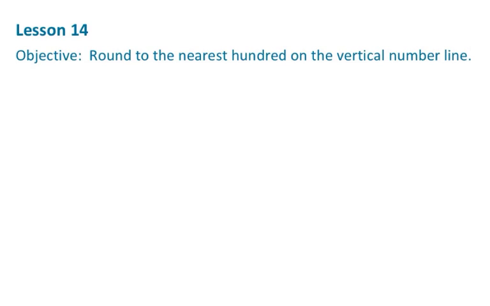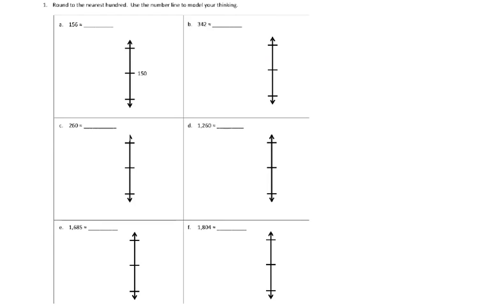This is Grade 3, Module 2, Lesson 14, and the objective in this lesson is to round to the nearest hundred on the vertical number line. So it's very similar to what we did when we were rounding to the nearest 10, but now we're just going to round to the nearest hundred.